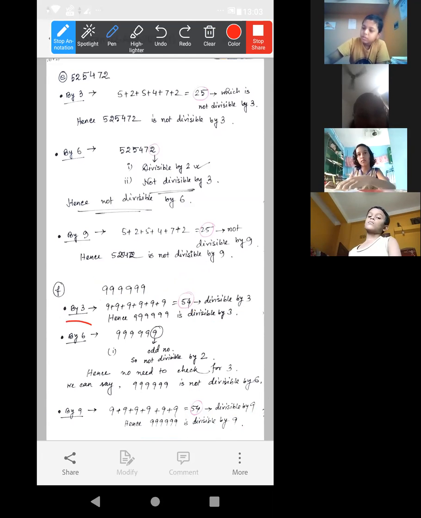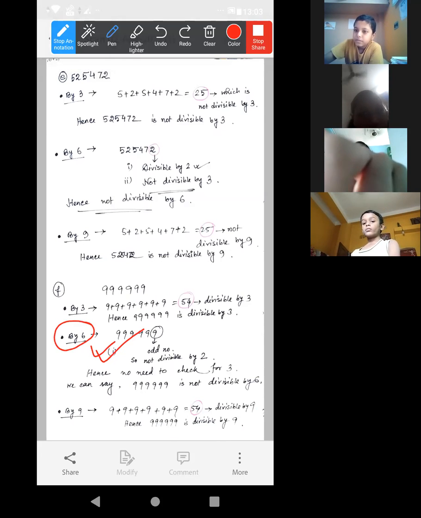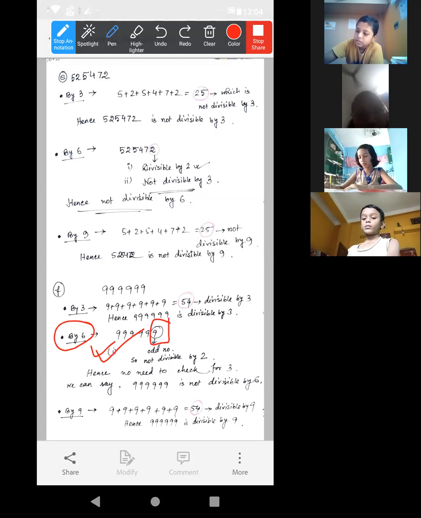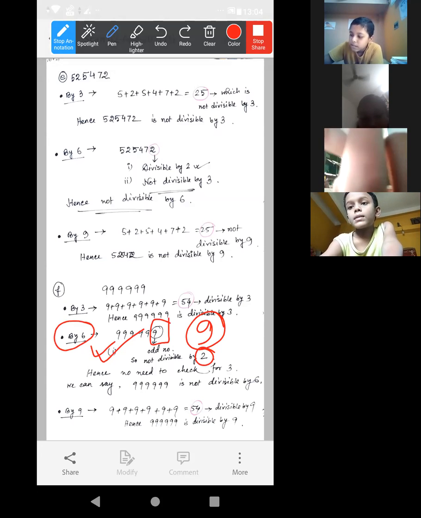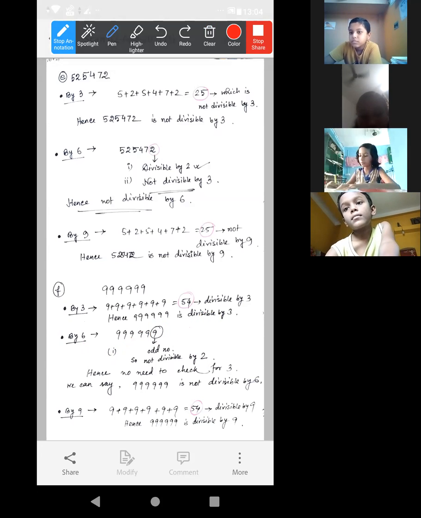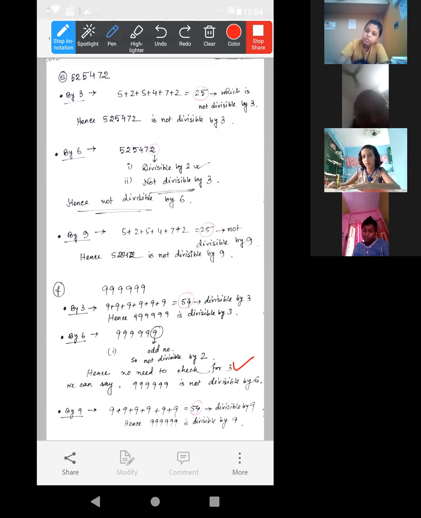Now for by 6. Just do the first point. The ones place digit is 9, which is an odd number. So not divisible by 2. So even with the last unit place digit, not divisible by 2. Hence no need to check for 3. Here already I have written, no need to check for 3. So we can easily say the number is not divisible by 6.